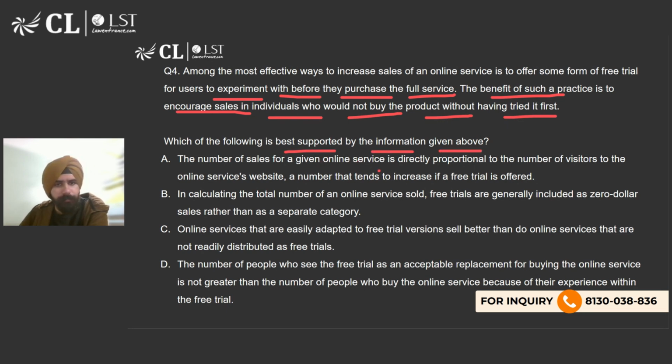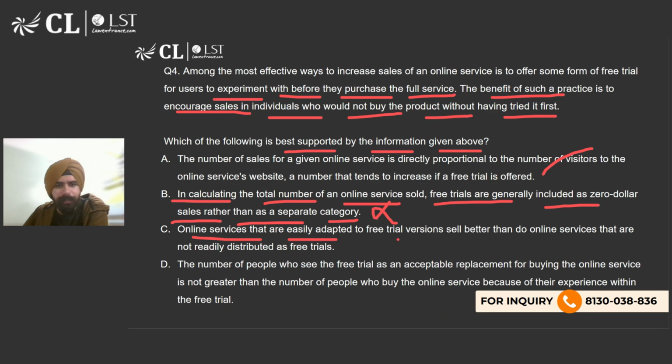Number of sales for a given online service is directly proportional to the number of visitors to the online service's website, a number that tends to increase if a free trial is offered. A little far-fetched, but we can consider it. In calculating the total number of online services sold, free trials are generally included as $0 sales rather than a separate category. This is completely irrelevant, so wrong answer.